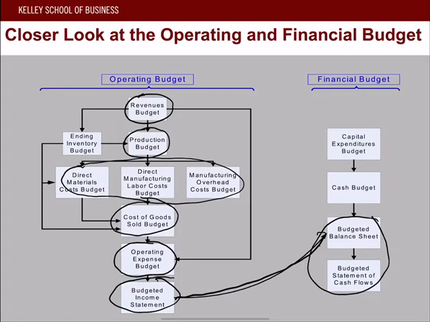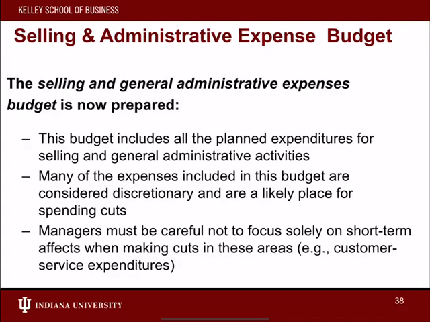So when we're down here in these operating expenses, one of the big ones is your SG&A expense, so selling, general, and administrative expenses. Obviously this includes the budget for all things like marketing, your admin staff, just your general corporate office costs. In this budget, this is probably where the most flexibility comes from. Expenses in this budget are often considered discretionary.